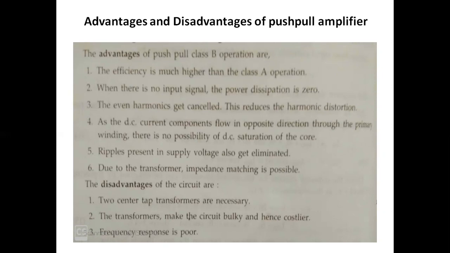And next, disadvantages of the push-pull amplifier. The first disadvantage is that here we are using two center tapped transformers. Two center tapped transformers are necessary. Whenever we are using transformers, it makes the circuit bulky and costly. Next, frequency response is also poor. So these are the disadvantages of the push-pull class B power amplifier.